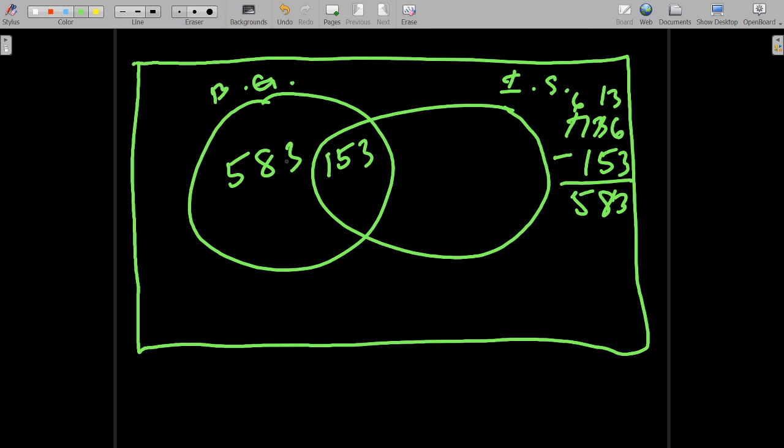And still in the problem, there were 55 households not watching either game. We put 55 outside of the two sets because these 55 households were not watching either game. And going back to the problem, there were 1,000 households surveyed. So if we add 583, 153, and 55, and then subtract the sum from 1,000, the value that we are going to get is the number of households watching iStars only.